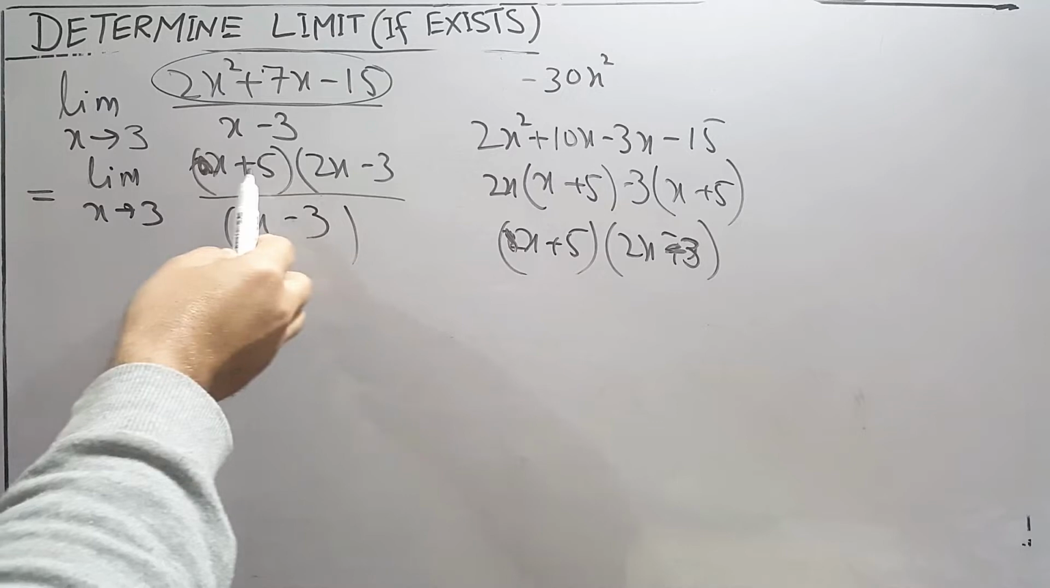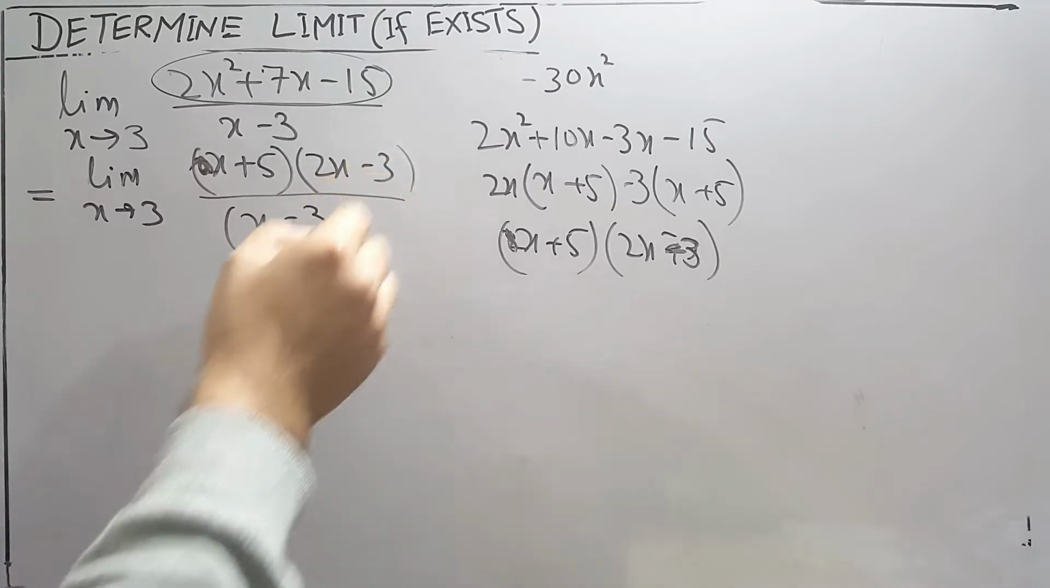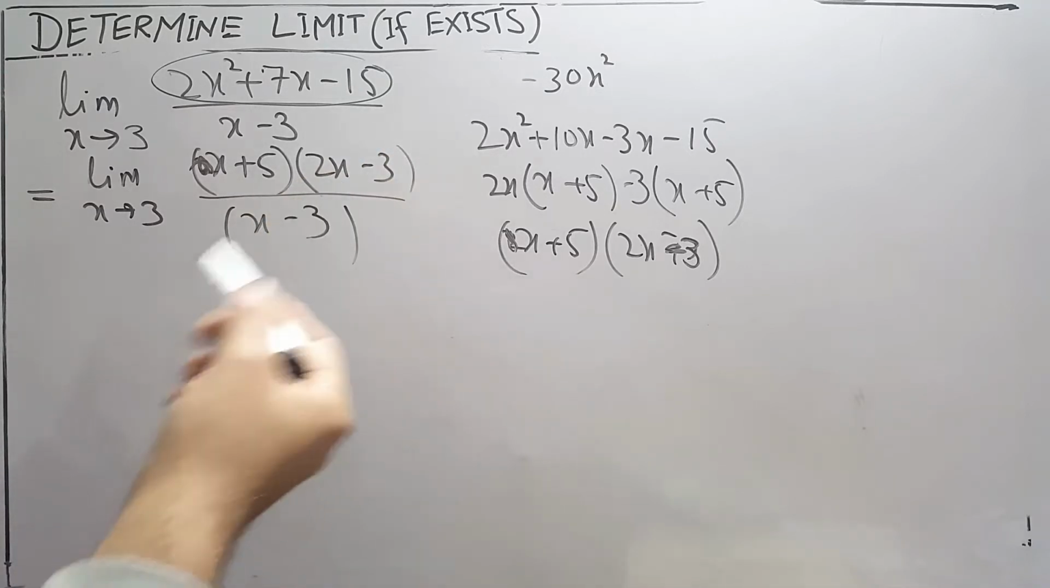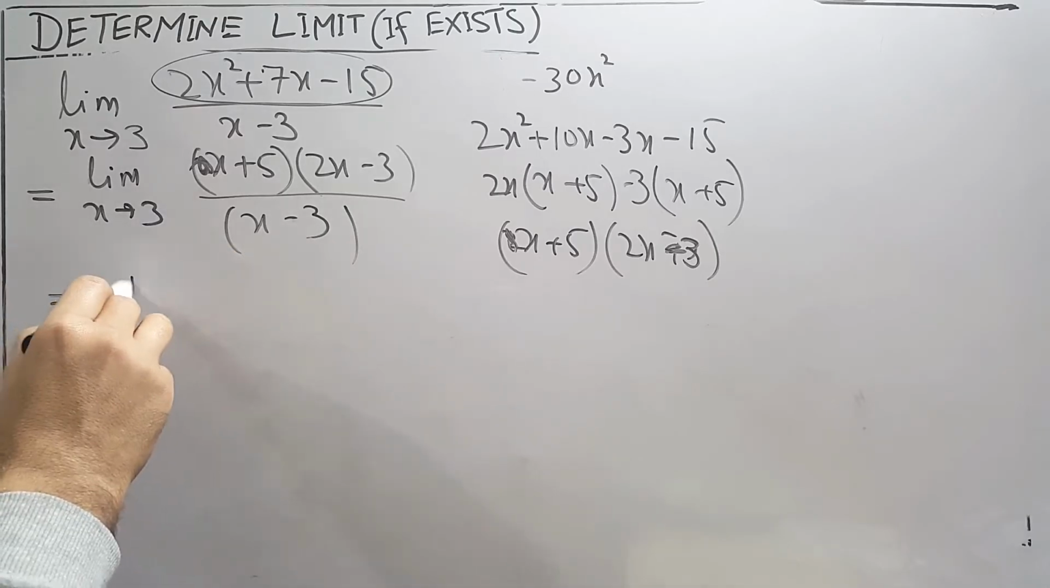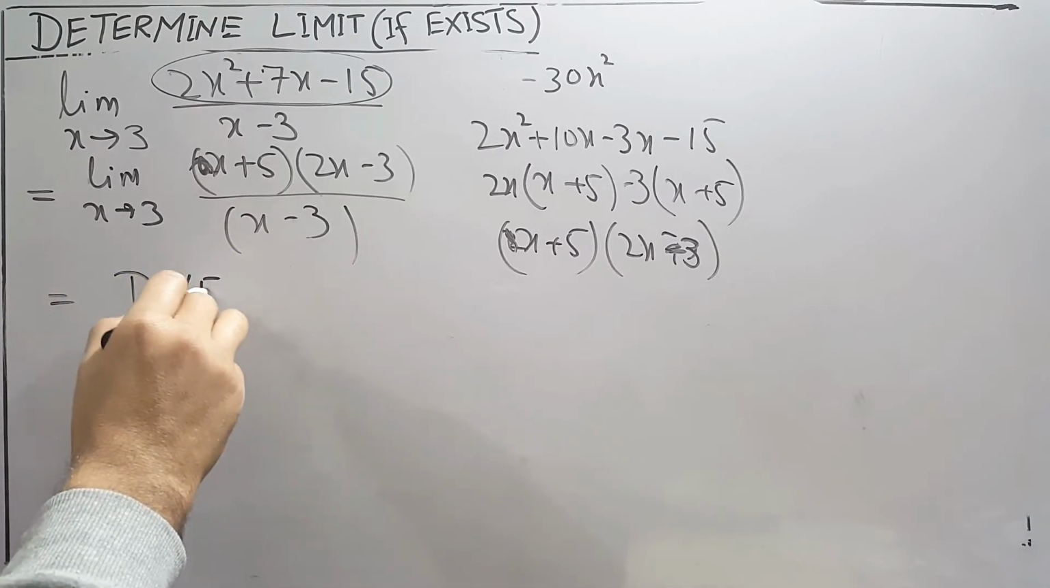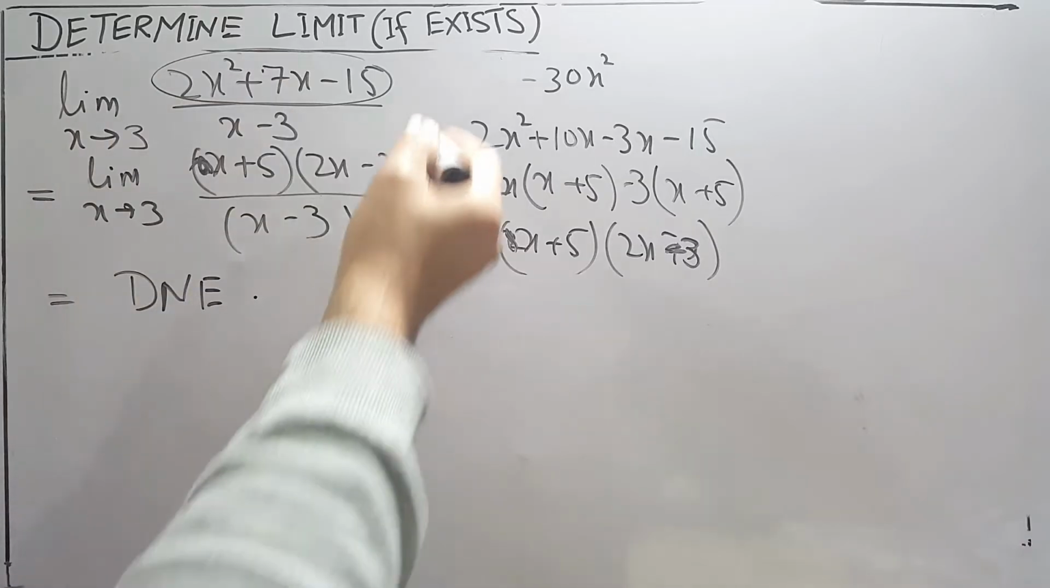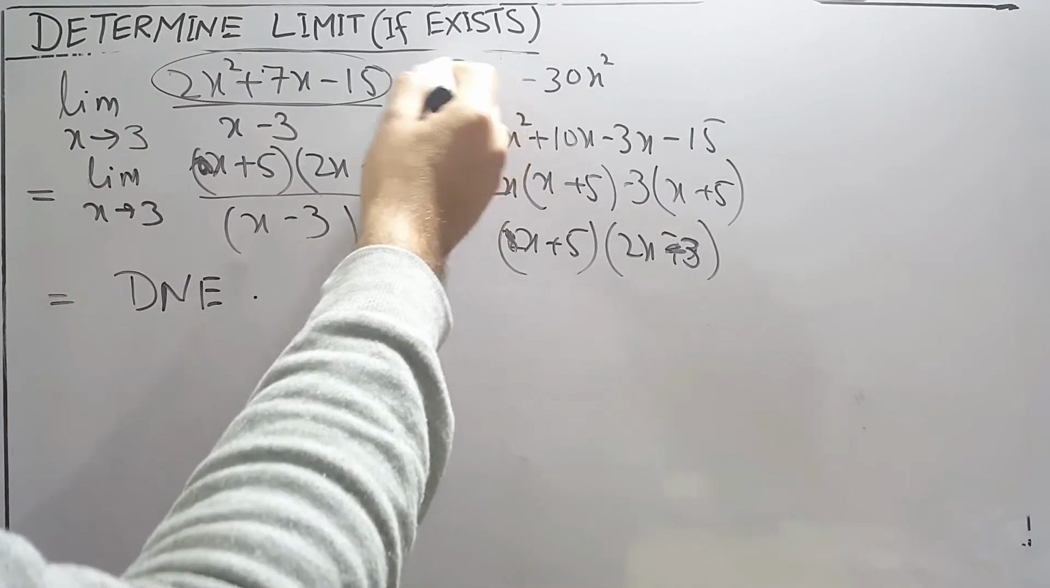So x plus 5 and 2x minus 3, it means they're not cancelling each other. It means if you put 3, this would give you the limit does not exist. And let's check whether this is this form or not.